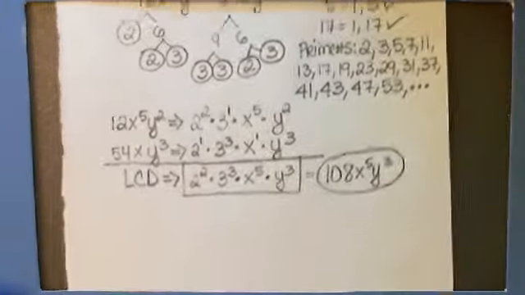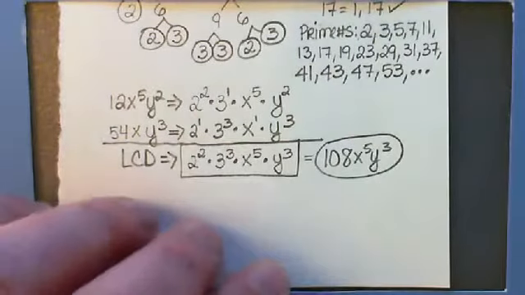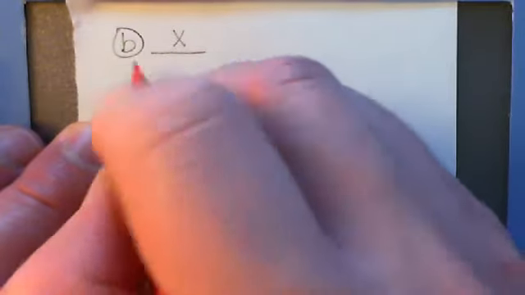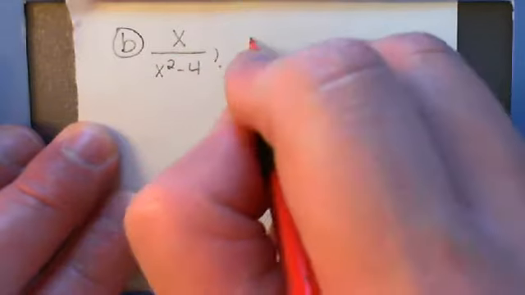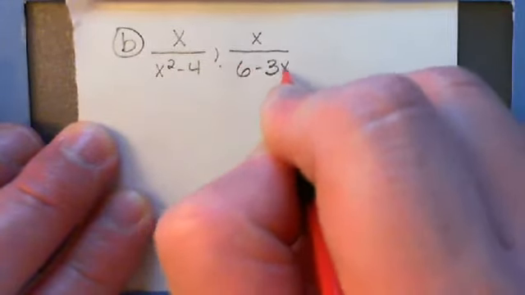So let's do an example letter B. And let me bring some more paper here. So let me move up this example. And let's do example letter B. And this time I have two rational expressions, and I'm supposed to find the common denominator.